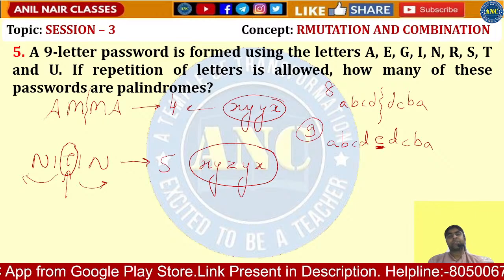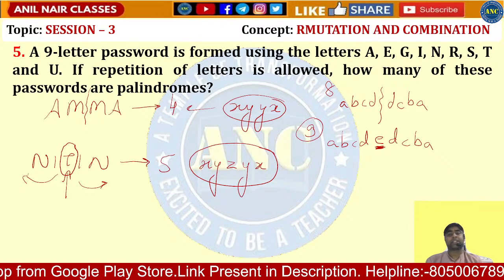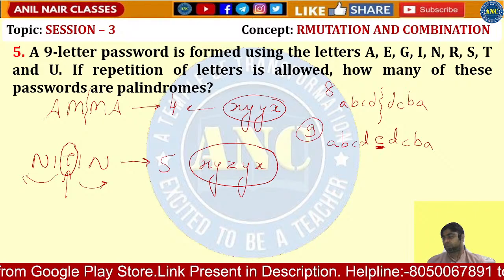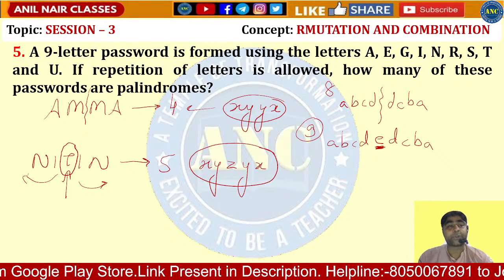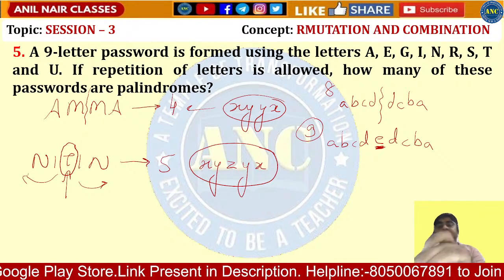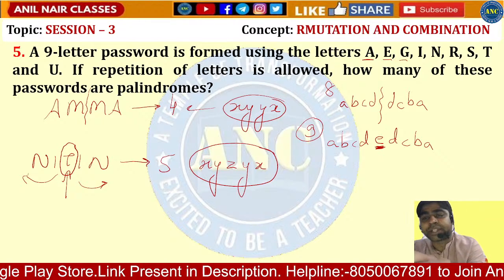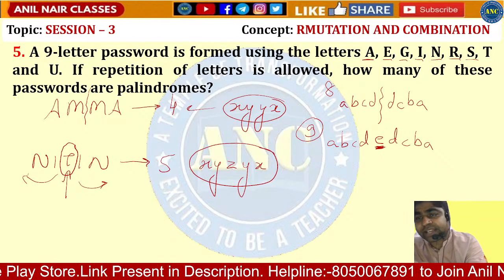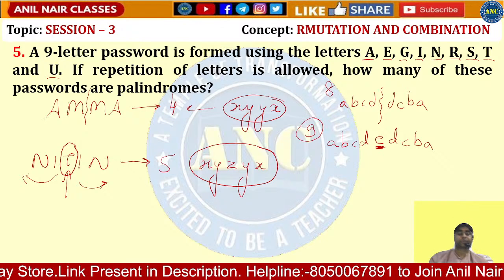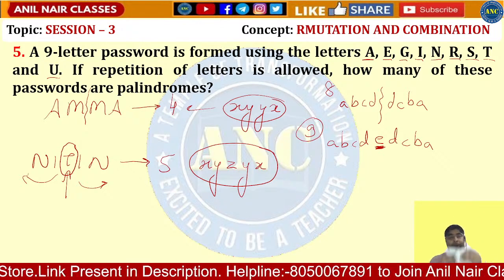So now, what is he asking us? I have to use the words. How many letters are there? 1, 2, 3, 4, 5, 6, 7, 8 and 9. So there are 9.